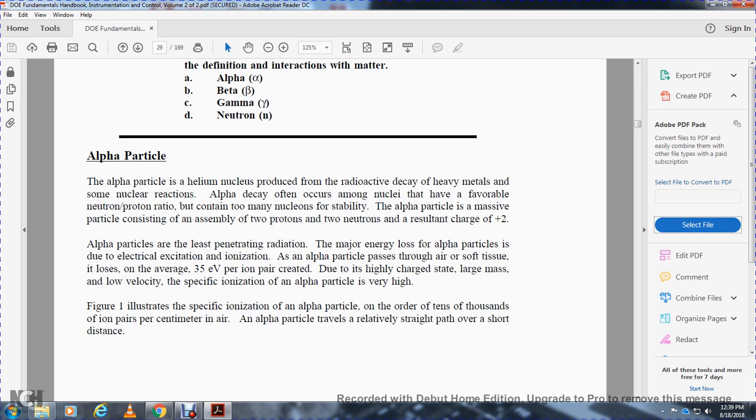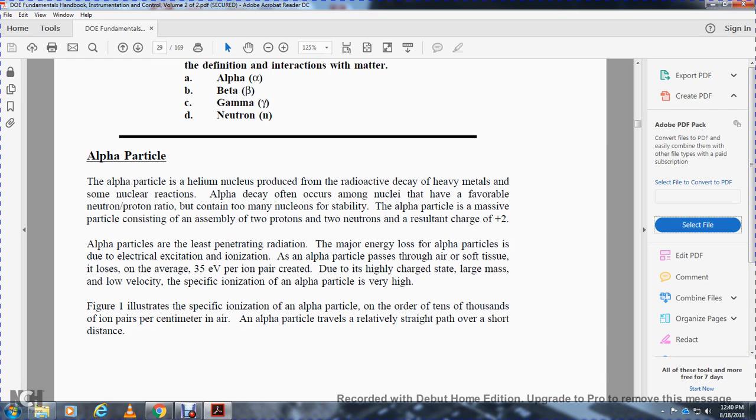The alpha particle is released with little penetrating radiation. The major energy loss of the alpha particle is through electrical excitation and ionization. An alpha particle's path through air and soft tissue loses energy at an average of 3.5 eV per ion pair created, due to its highly charged state, large mass, and low velocity. The specific ionization of the alpha particle is very high.